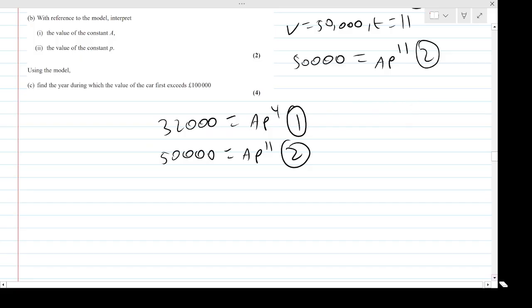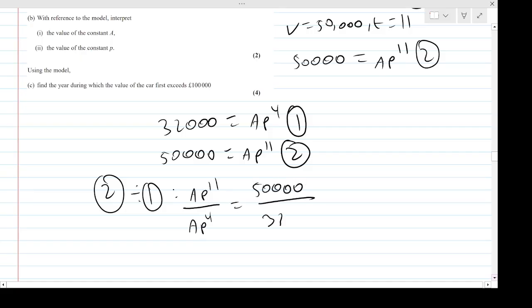However, that's a safe way, you can do that. What you could do instead is actually, and again, this little strategy can come in handy with more complicated simultaneous equations you might meet later on in the course. But what you can do is actually just divide the two equations instead. So I could do the second equation divided by the first one. So then that would be AP to the 11 divided by AP to the 4. Okay? And then that would be the same as 50,000 over 32,000.